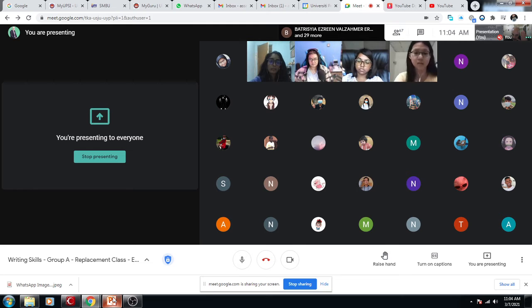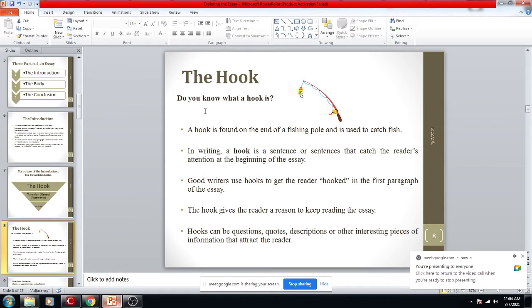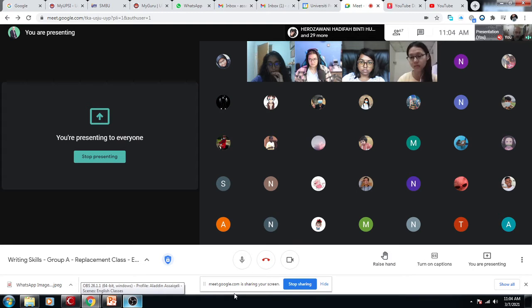So three elements: the hook, general statements to make a transition from the hook to the third part, and that is your thesis towards the bottom of your introductory paragraphs. Now let's talk about each of these three elements of the introductory paragraph one by one, beginning with the hook. Do you know what a hook is? Apart from writing and thesis writing, a hook. An idea what a hook is?